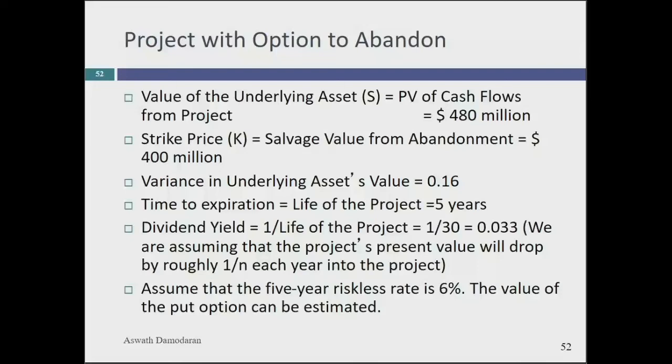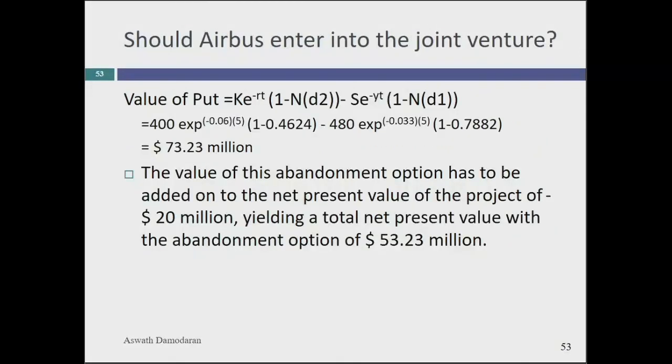The equivalent of the dividend yield here is, remember, each year your underlying asset, which is the project, is going to lose some value because it's a finite life project. So it's a 30-year project, then becomes a 29-year project, then a 28. So I've roughly estimated that by taking 1 over N. Again, you can use the cash flow to come up with the dividend yield. Riskless rate is 6%. If I value the put option, the value that I get for your option to abandon is about 73 million. What is the net present value standing alone? Minus 20 million.